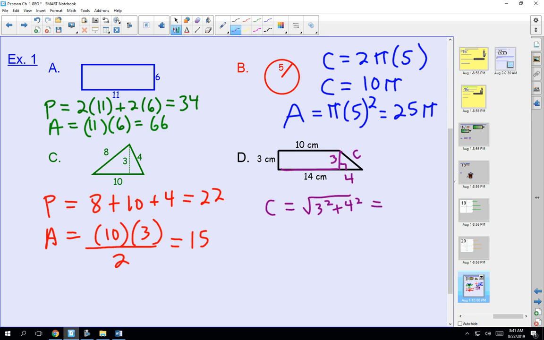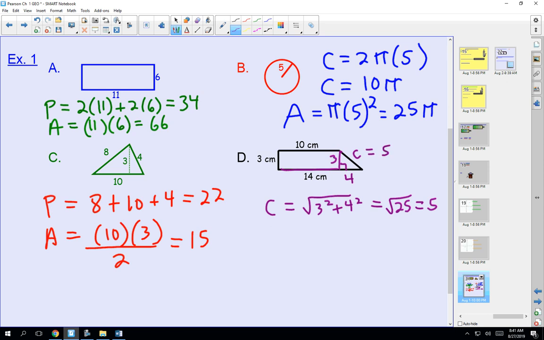It's actually what we call a Pythagorean triple. It's a 3, 4, 5 right triangle. Anytime you see 2 legs of 3 and 4 in a right triangle, the hypotenuse C will always be 5. So 9 plus 16 is 25. Square root of 25 is 5. And so C equals 5.